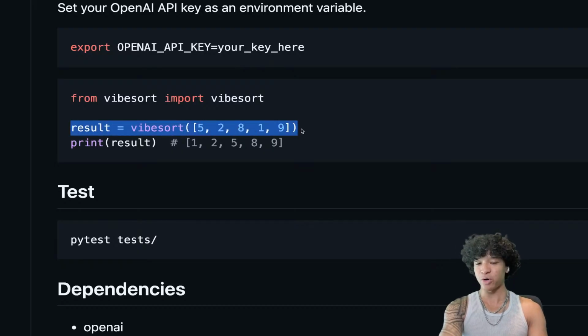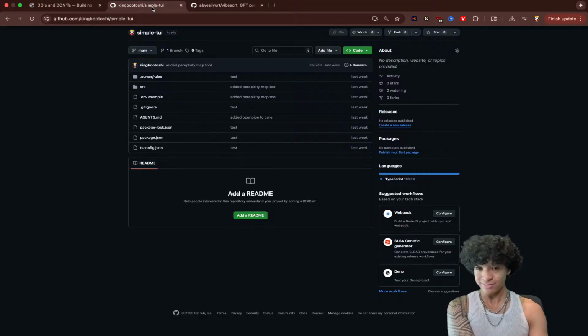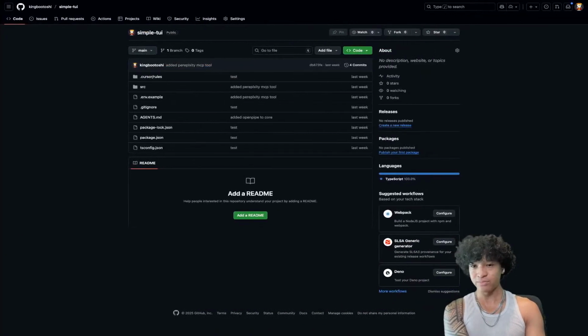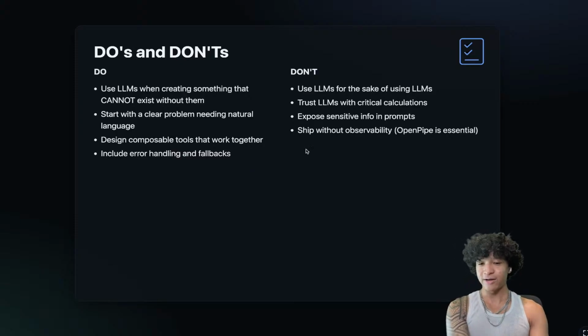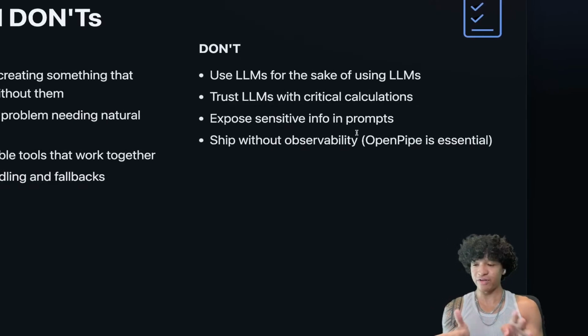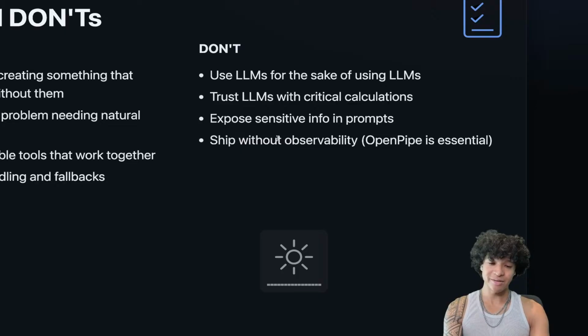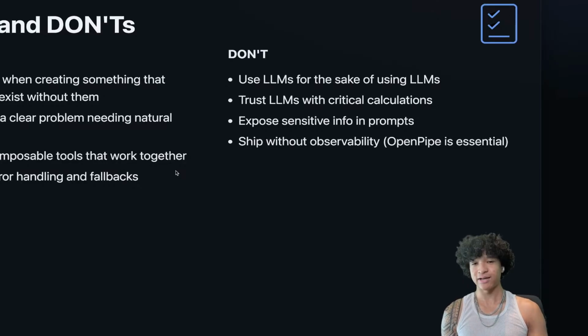If you could do something programmatically without the use of LLMs, don't use LLMs. If you can't do something, for example, generate an image, generate stories, generate worlds, etc., it's probably a green light. You never want to expose sensitive info into prompts when you're working with these apps, so just make sure you pay attention to that because we don't want useful customer training data to go into the behemoths of AI. Ship with observability basically means just use OpenPipe so we could keep our training data and also debug it.